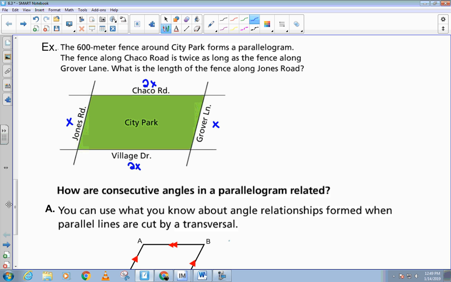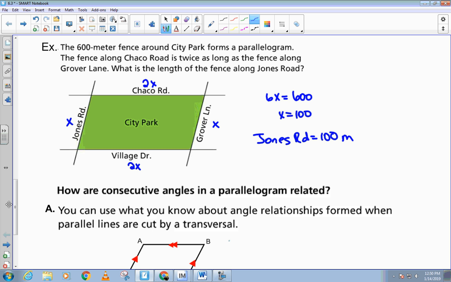And we know that all the way around is what? 600, right? A 600-meter fence around City Park. Okay, so if I add everything together, then 6x equals 600, and so x is 100, okay? So what is the length along Jones Road? Jones Road is x, right? So it would be 100 meters.